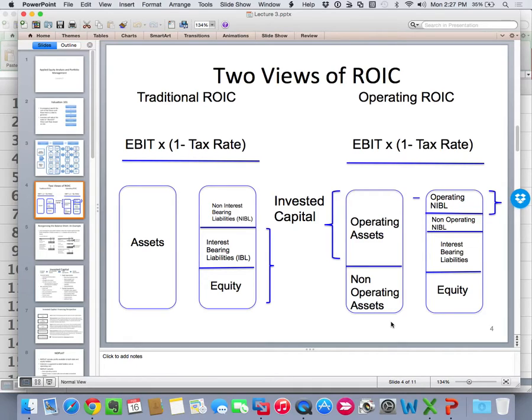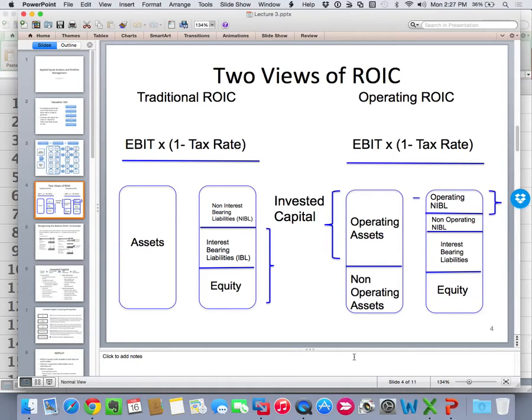So part of what we're going to do is break the assets into operating and non-operating, because to generate the next dollar of sales, I only have to invest operating assets. I don't have to invest non-operating assets. So that's one improvement we're making over the traditional model that's taught to you in other classes and used in the real world. We're going to make that insight.